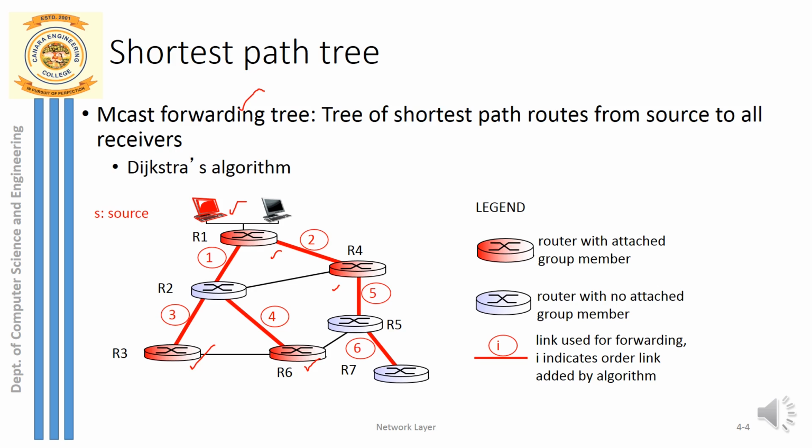Whenever the source node sends any packet, that packet will be sent to all the routers which are part of this multicasting group, which are R3, R4 and R6, as well as R1. These red links are used for forwarding packets in the multicasting tree. You can see link 1, link 2, link 3, link 4, link 5 and link 6 are the only 6 links used for forwarding packets along the multicasting source based tree.